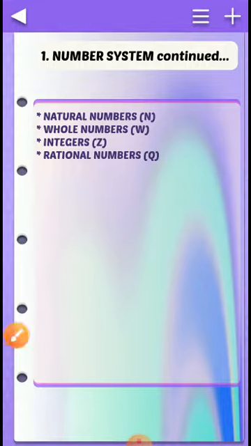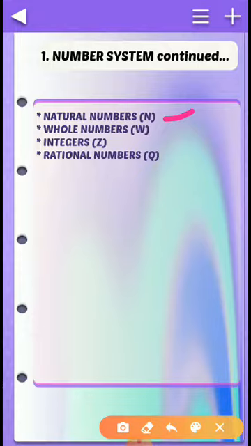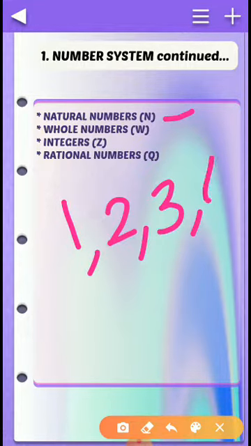Hello children, yesterday we started a new chapter, number system. Today we are going to continue the same. In the last video we saw natural numbers. Natural numbers are denoted by capital N, and it is an infinite set with 1 as the least number, and it consists of the numbers 1, 2, 3, 4 and so on.